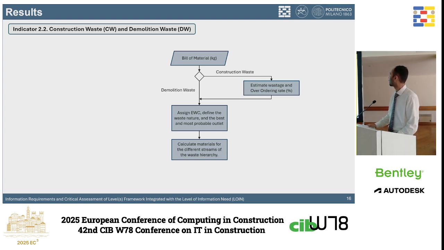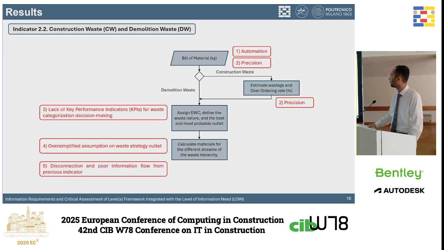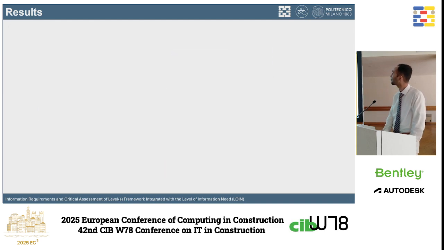So this is the flow chart for that one. Again, here we see that we still face the problem in terms of automation and precision. And here we have the lack of key performance indicator for waste categorization. Again, in that paper, we try to solve this issue by assigning automatically the European waste catalog and codification of the waste to the materials by using the AI and some other challenges.